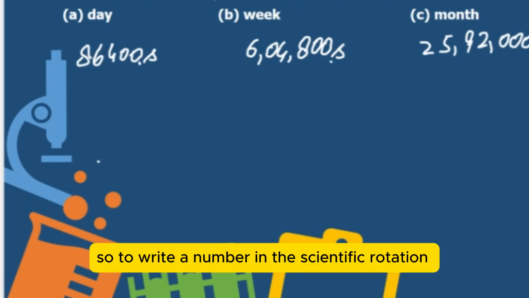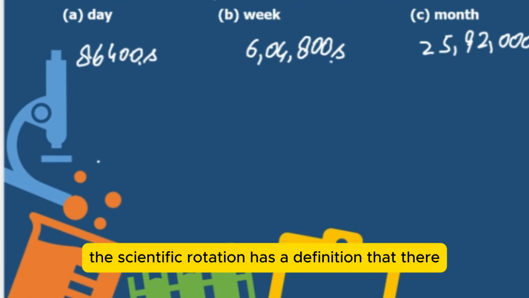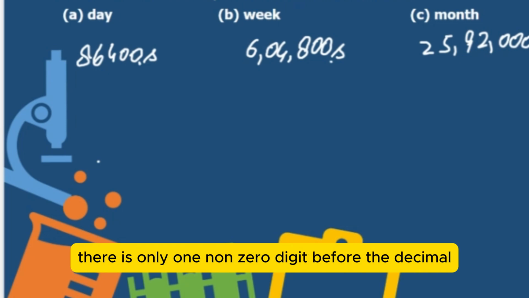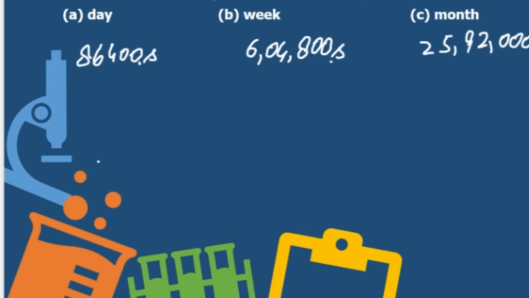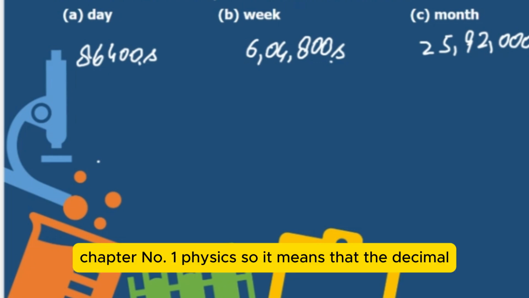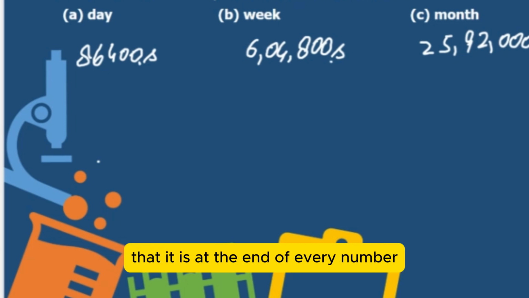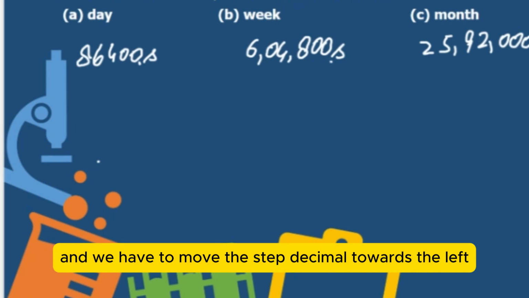So to write a number in a scientific notation, the scientific notation has a definition that there is only one non-zero digit before the decimal. Okay, you must have learned this definition while you were learning chapter number 1 of physics. So it means that the decimal, if it is not represented, is at the end of every number, and we have to move this decimal towards the left.